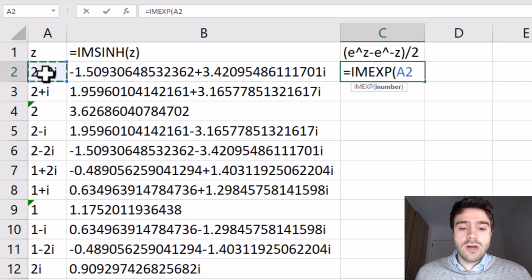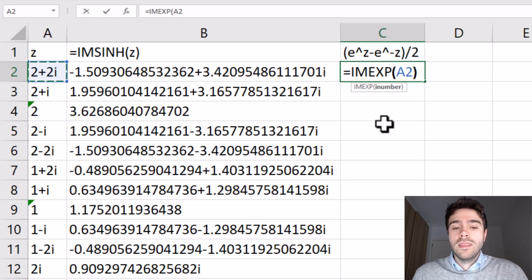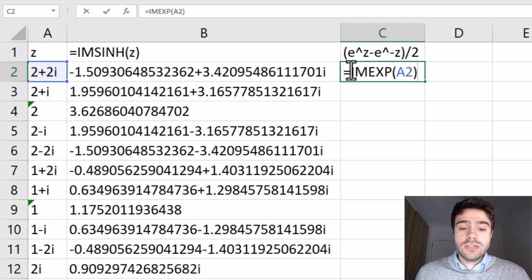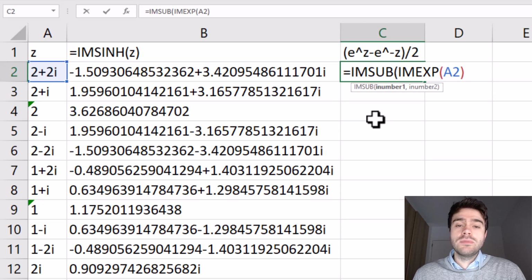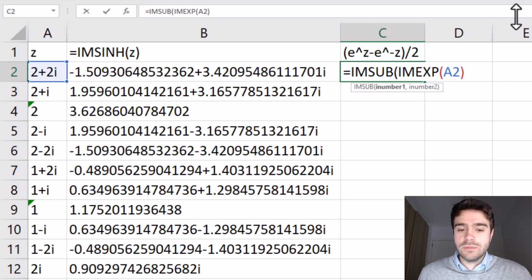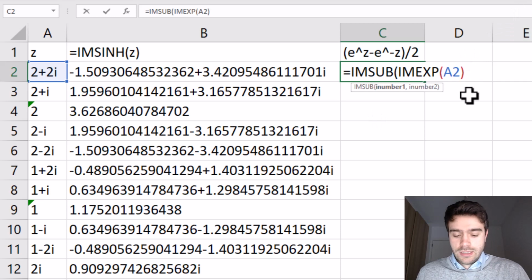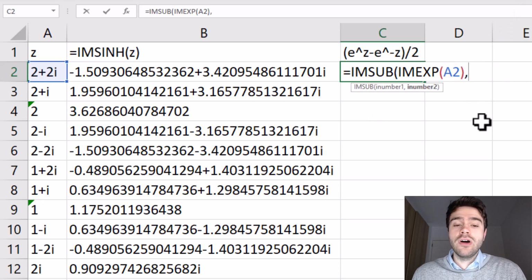So we supply the complex number as the only argument to the IMEXP function. Then we need to subtract from this another number. Now, to subtract two complex numbers, we need to use the IMSUB function, which will return the difference of two complex numbers, where the second number is subtracted from the first number. So the second number, that would then be e to the power of the negative of this complex number.